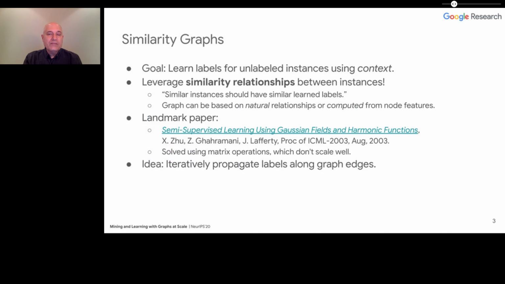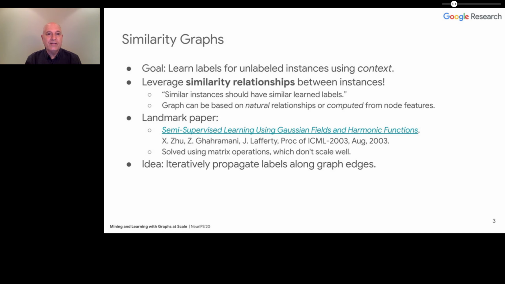So to label the unlabeled instances, what we're going to do is use the context around each of our points. The way we're going to do that is define a similarity relationship between the points, where the idea is we'll say that two nodes are similar if they should have similar labels. And the way we're going to model the similarity relationship is with a graph. Now this graph, as we've heard earlier in the day, can take the form of either natural relationships, like in a social network, where we have natural relationships between people, or it can be computed from the features of our points.